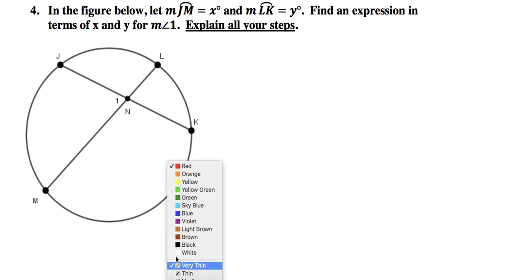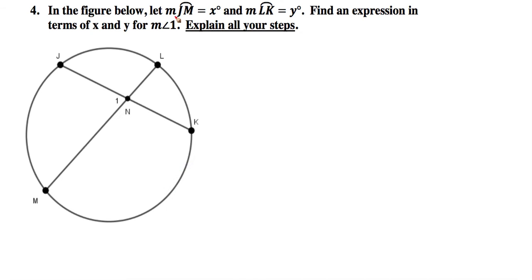So let's set this up here. Given in the figure below, the measure of arc JM is equal to x degrees, and the measure of arc LK is equal to y degrees. Find an expression in terms of x and y for the measure of angle 1.